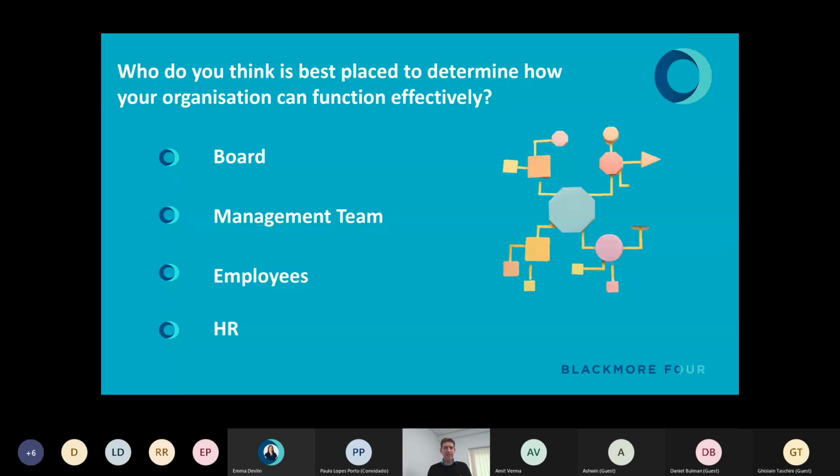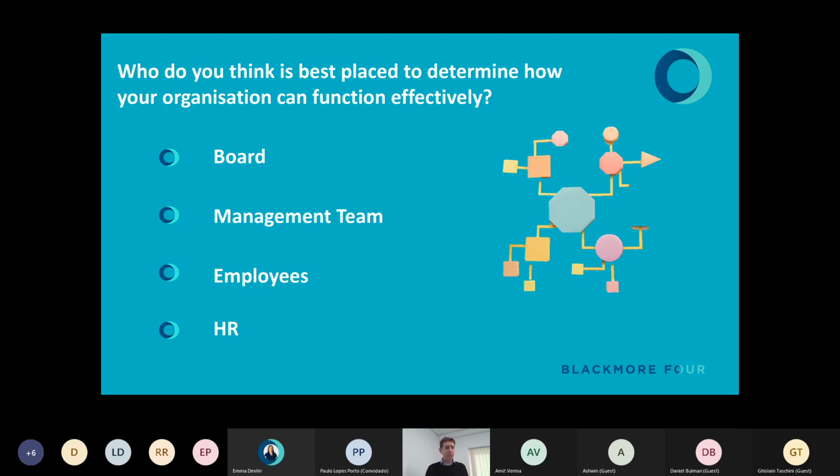In LinkedIn, we asked this question: who do you think is best placed to determine how your organization can function effectively? Board, management team, employees, or HR were the options we gave you, and a few people fed back on this. I think it would be interesting if you can pop to the chat function, and if you haven't responded there on LinkedIn, maybe just give some initial answers to that question.